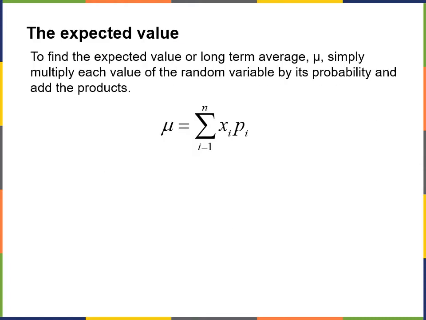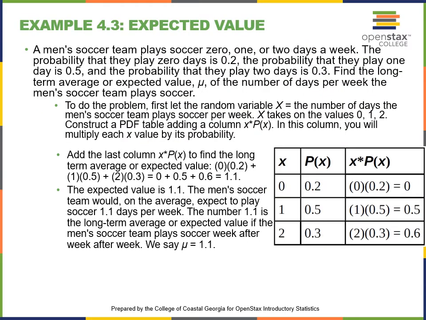Calculating expected value from a probability distribution when we have a discrete random variable is really easy. In order to find the expected value, we use the mean symbol, the mean of the population, because remember, this is like the average value you would get in the long-term average. So all we have to do is simply multiply each value of the random variable by its probability, and then add all that up. So random variable times probability, random variable times probability, and then add all those up, we get our answer. So here's an example.